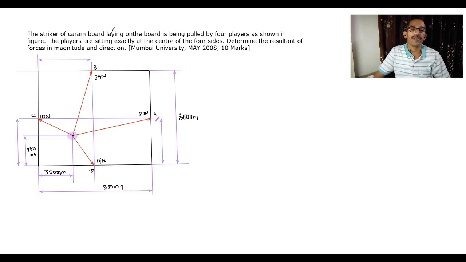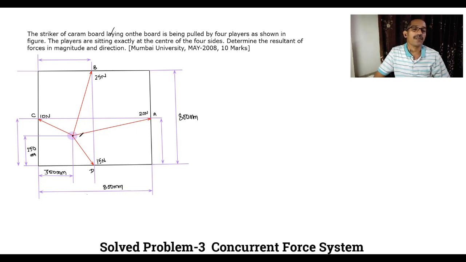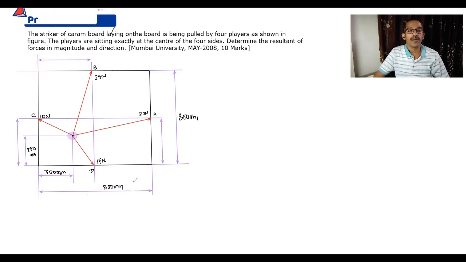See what the players are doing. One player, A, is applying a pull-type force, meaning away from the striker. The striker is here, the middle circle. A 20 Newton force is applied by player A, 25 Newton by player B, 10 Newton by player C, and 15 Newton by player D. Four players, and all are applying pull-type forces. Pull means away from the body, in this case, away from the striker.